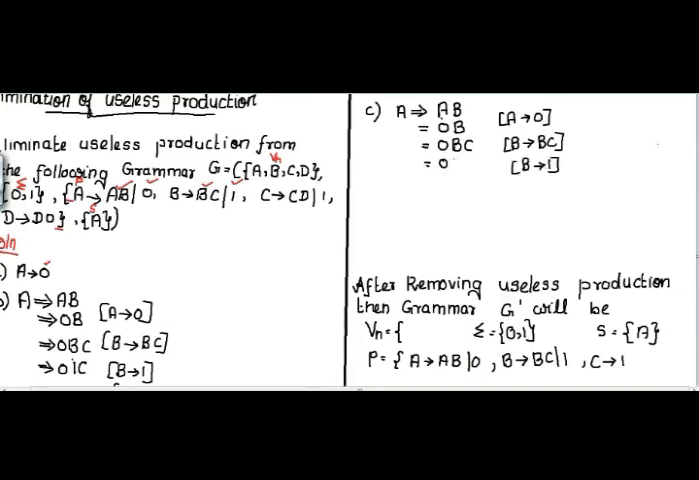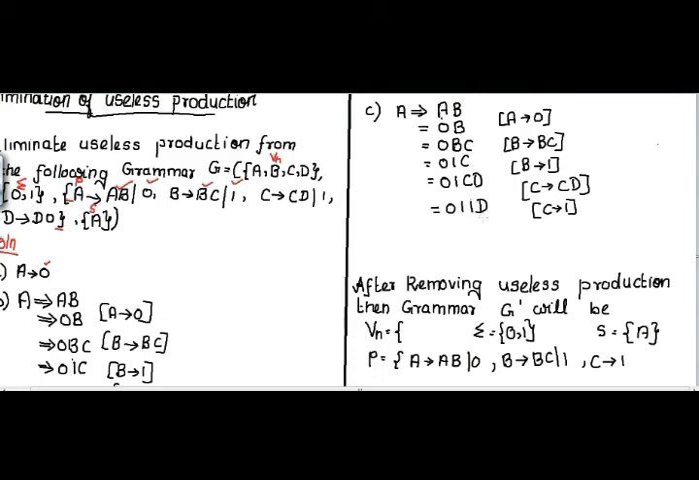So I'll be getting 0, 1, C. Now I want to check C tends to CD. So instead of C, I'm going to substitute C tends to CD. Now I have two non-terminals, C and D. Instead of C, either I can substitute C tends to CD or I can substitute C tends to 1. If I substitute C tends to CD, it will continue again the same way. So I'm going to substitute C tends to 1 now. So I got 0, 1, 1D.